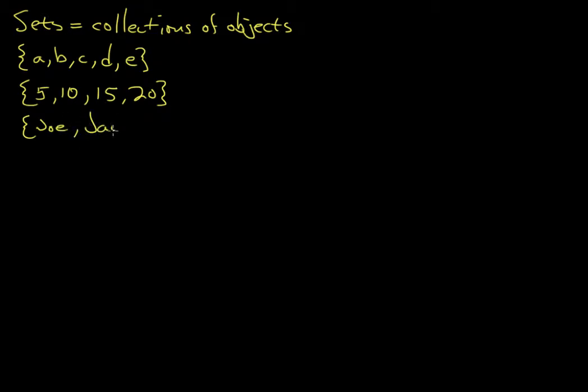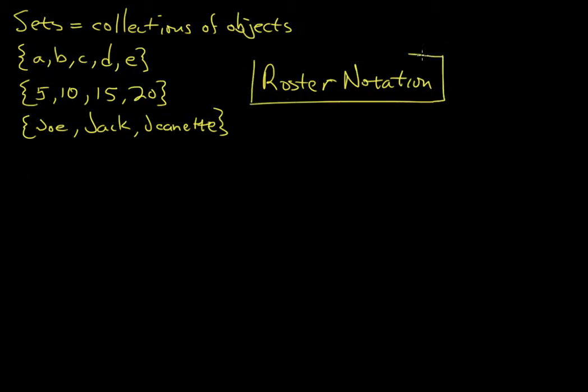Joe, Jack, and Jeanette, say. And we call this roster notation. Roster is just another name for a list, really. So these are pretty small sets. Sets of 5 here, 4 here, and 3 here.